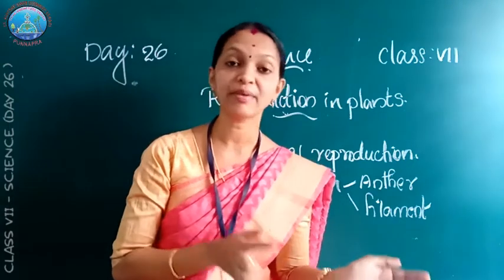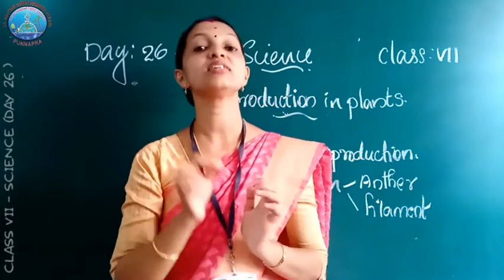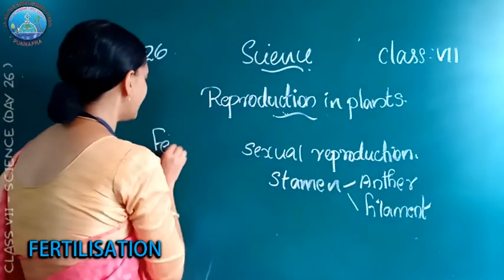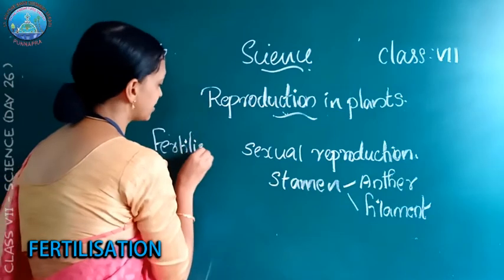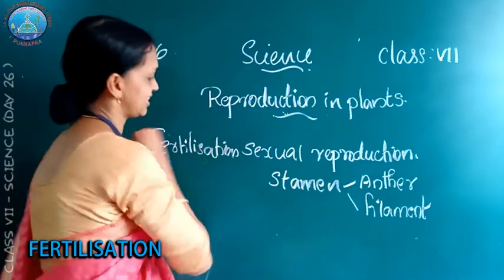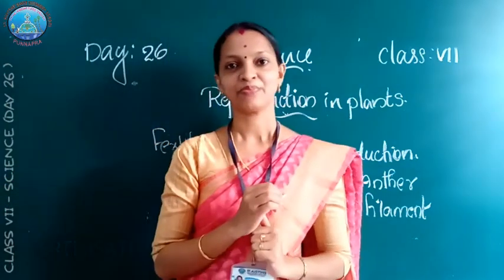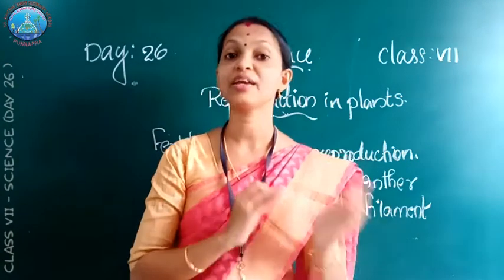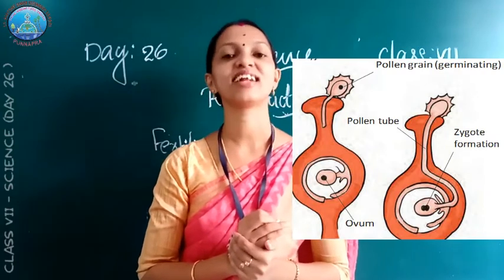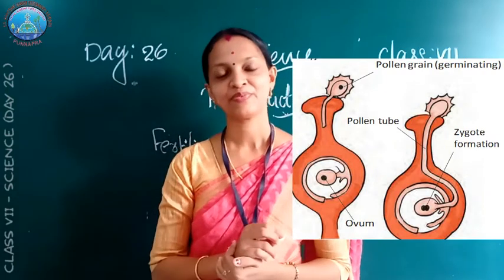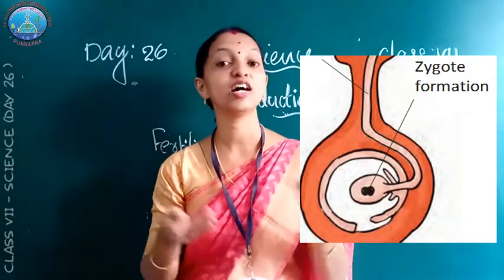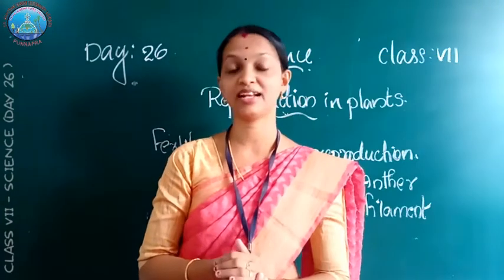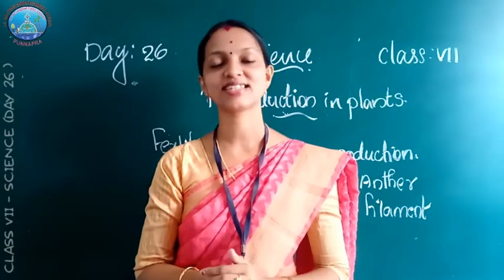The fusion of male and female gamete is called fertilization. What is fertilization? The fusion of male and female gamete is called fertilization. After fertilization, a zygote or embryo develops. The male and female gametes fuse together to form a zygote.